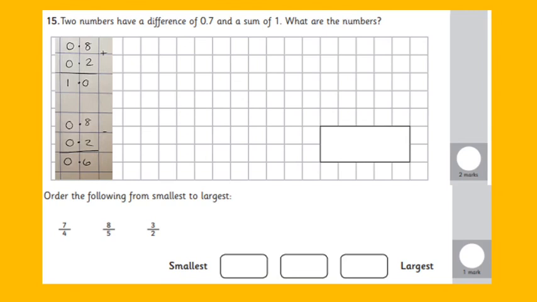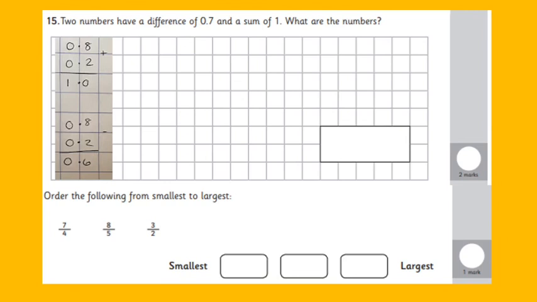So the first thing that I did was do it by a process of elimination. So I thought of two decimal numbers which would add together to give me a total of 1. So for example, on the screen you can see I've chosen 0.8 and 0.2. Now I know if I add those two together, I get 1. So I have the sum of 1. The only issue is when I do 0.8 take away 0.2, I actually get the answer 0.6. So it only has a difference of 0.6 and not 0.7.